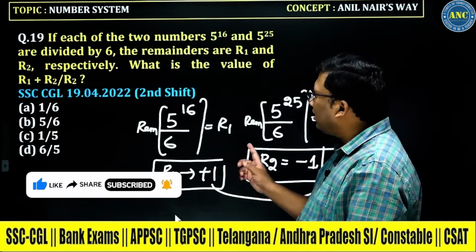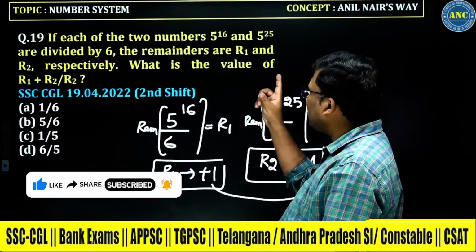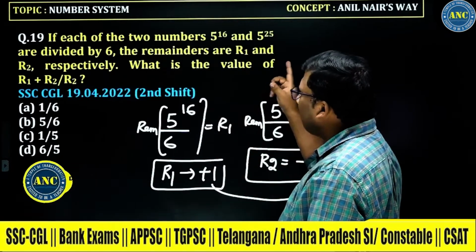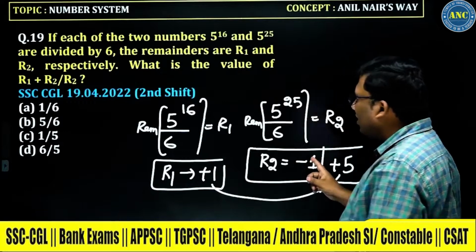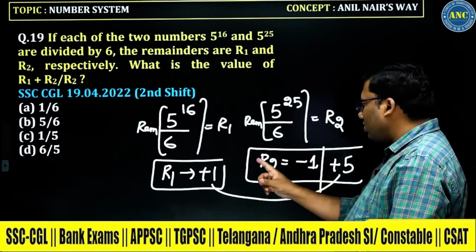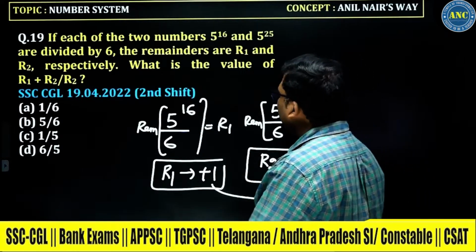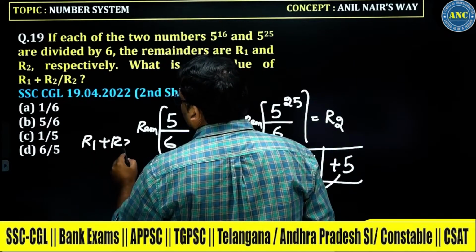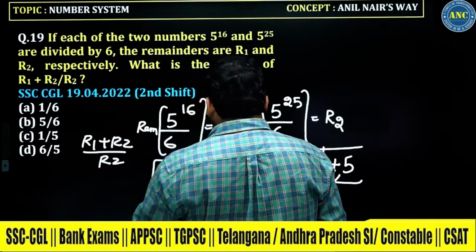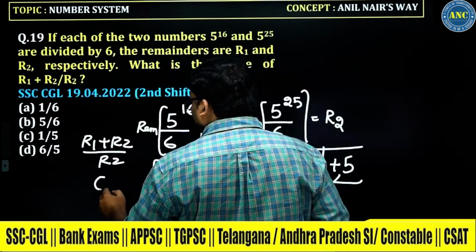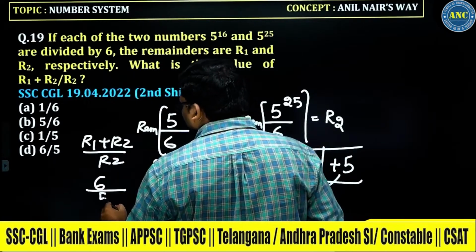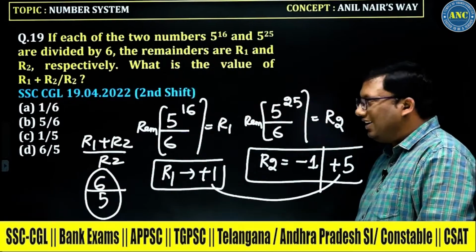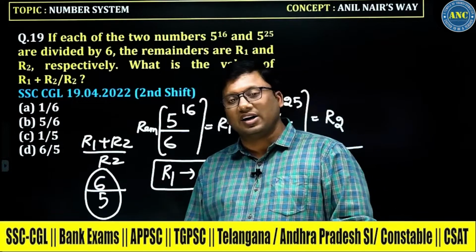What is the question that is given? 5 power 16 divided by 6, it is 1. R1 is 1. 5 power 25 divided by 6, it is minus 1. So the question is R1 plus R2, divided by R2. 5 plus 1, it is 6, divided by R2, which is 5. The answer for this question is 6 by 5. Very, very easy negative remainder related question.